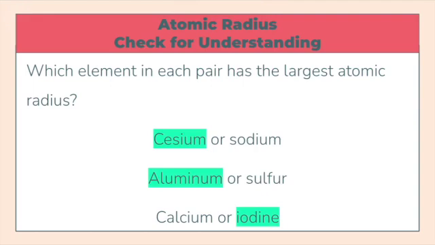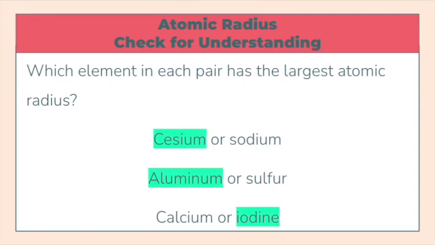Here are the answers to those 3 pairings. So looking at cesium and sodium, they're both in group 1. So we are comparing the number of electron shells that each atom has. Because cesium is lower in the group, it has more electron shells, which makes the atomic radius larger.